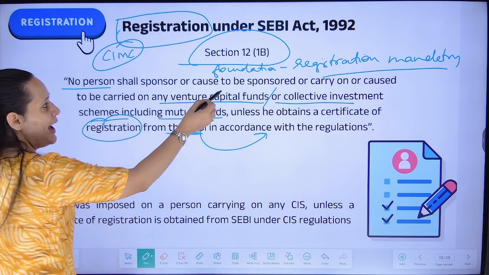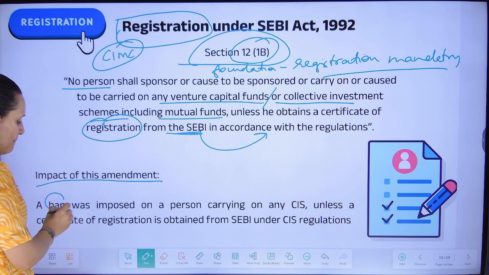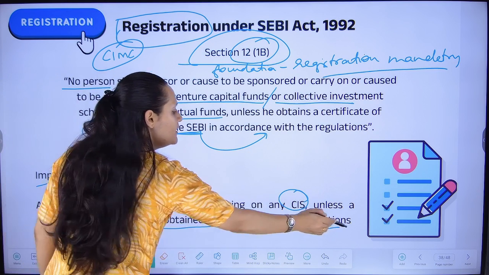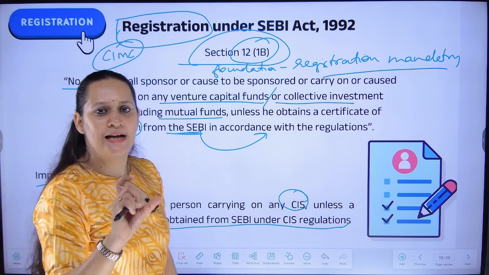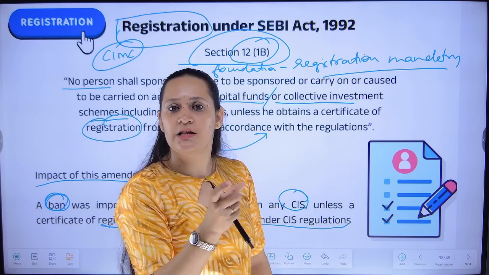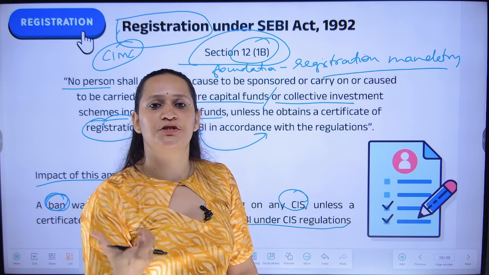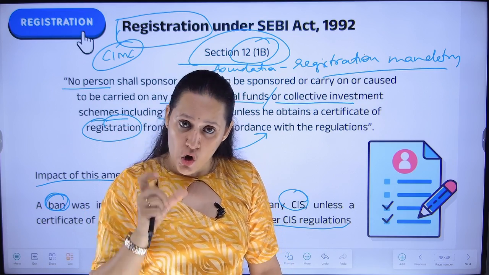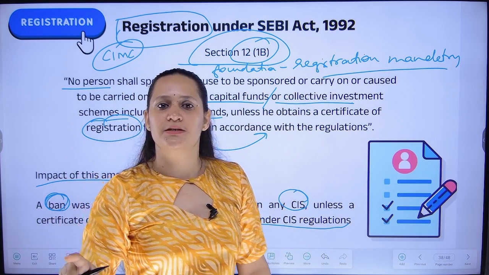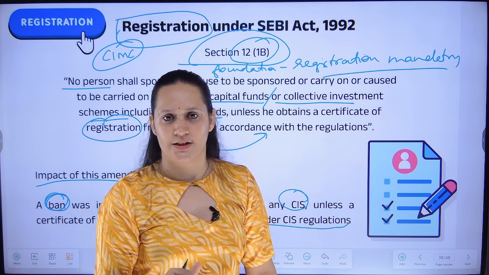This section has been added by way of an amendment. What is the impact of this particular amendment? A clear-cut ban has been imposed on any person carrying on any collective investment scheme without obtaining a SEBI registration, because CIS was a newer concept. We have added the concept of CIS, given the power to SEBI to regulate CIS by way of an amendment. So here also in the registration provisions, we have clearly said that if you don't have a valid certificate of registration from the Securities Exchange Board of India, you cannot carry on or launch a collective investment scheme. So a clear-cut ban has been imposed on any person who is currently running a collective investment scheme without obtaining the certificate of registration from the Securities Exchange Board of India.